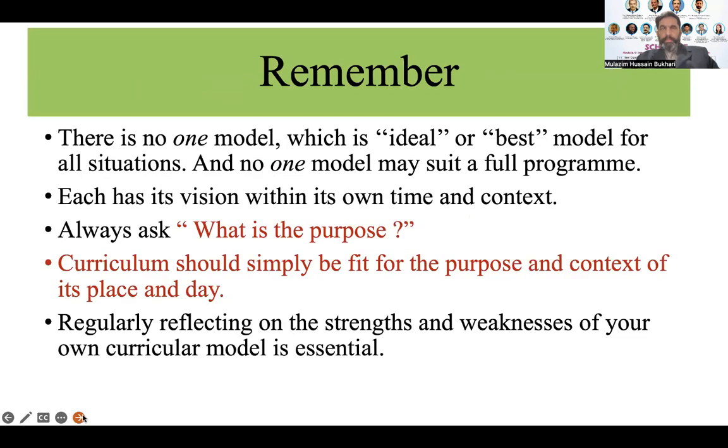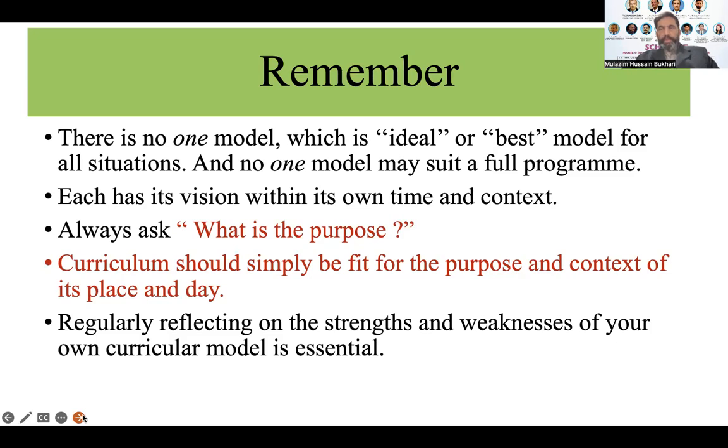But remember, there is no one model which is ideal or the best for all situations, and no one model may suit a full program. Each has its vision within its own time and context. Always ask what the purpose is first. This is very, very important.